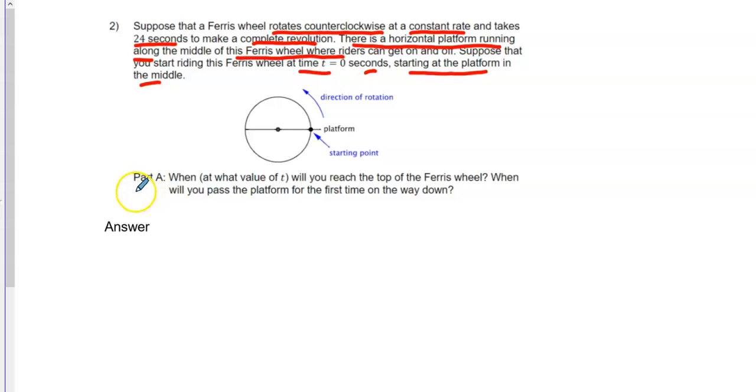The question is, part A: when, that is at what value of t, will you reach the top of the Ferris wheel? When will you pass the platform for the first time on your way down? Now, I want you to consider these important words: counterclockwise, constant rate, 24 seconds for a complete revolution. Think about this, pause the video, provide some answers, and then we will try to take it together.